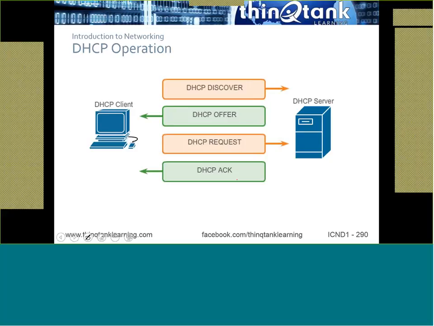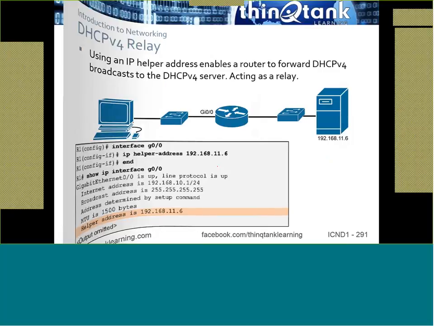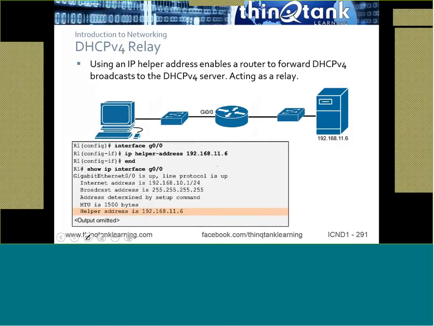We call this the DORA process, D-O-R-A. Discover, Offer, Request, Acknowledgement. Again, almost 100% of this communication process is broadcast-based, which means that we have a big problem when it comes to passing this traffic through routers. In order to allow DHCP traffic to flow through a router, we have to use something called IP helper.